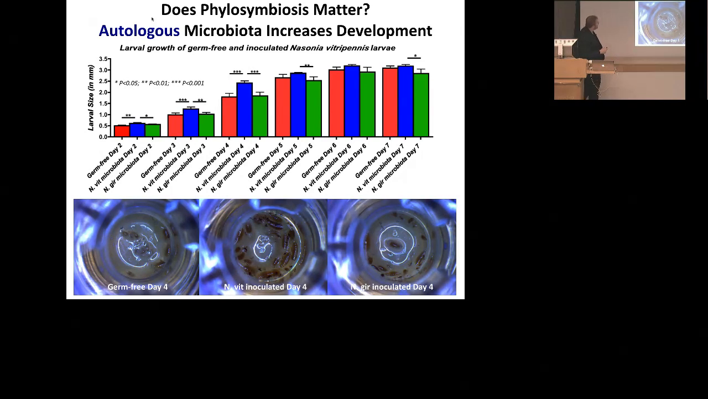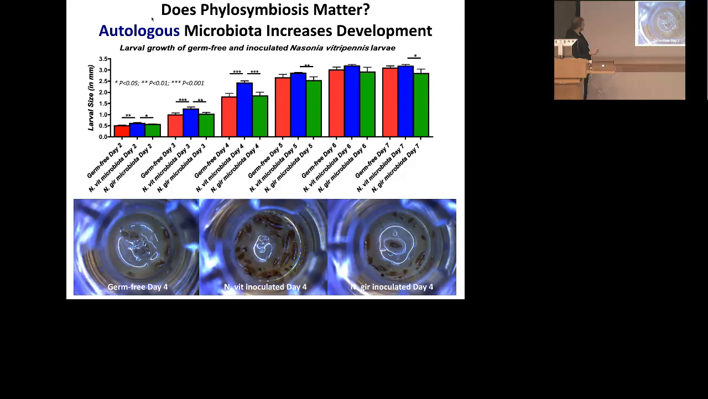So over time, the autologous microbiota from Nasonia vitripennis in blue leads to increased development rates, whereas the germ-frees that don't have a microbiota, essentially a negative control, as well as a set of Nasonia vitripennis that were given the heterologous microbiota from Nasonia giraltii, these remain slowly developed relative to the resident microbiota and the resident species. So phylosymbiosis matters because you have to have the right match in the microbiome and the genome to achieve proper development. And these are some pictures of the differential developmental sizes.